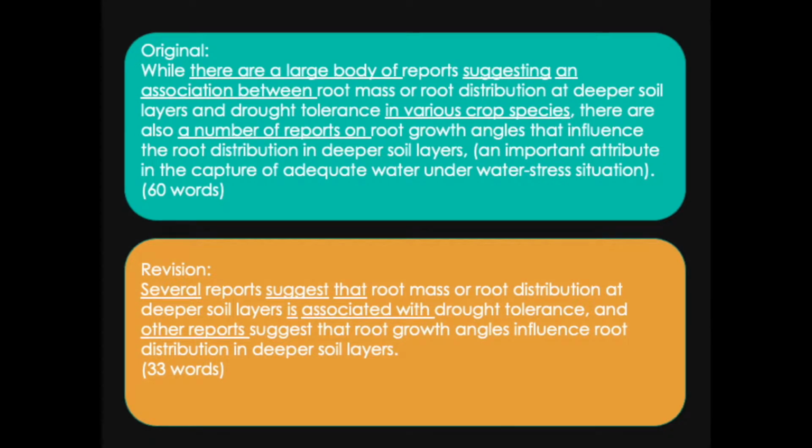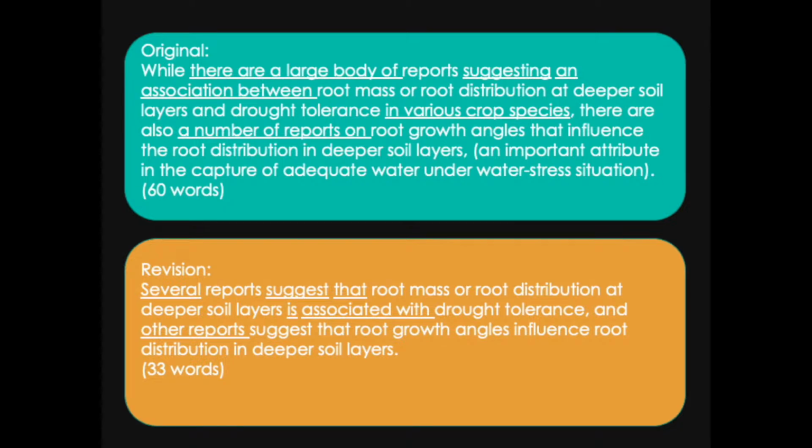Another example is, while there are a large body of reports suggesting an association between root mass or root distribution at deeper soil layers and drought tolerance in various crop species, there are also a number of reports on root growth angles that influence the root distribution in deeper soil layers, an important attribute in the capture of adequate water under water stress situation. Okay, so that is a 60-word sentence. So I've underlined some of the phrases that I feel like are unnecessary.